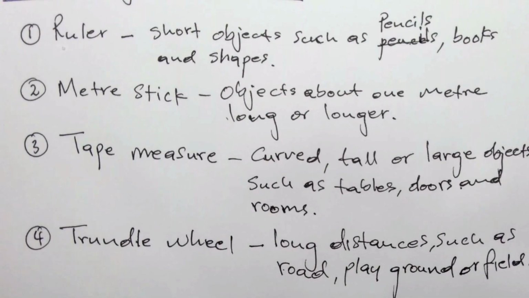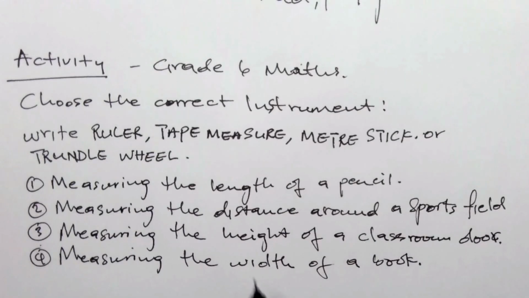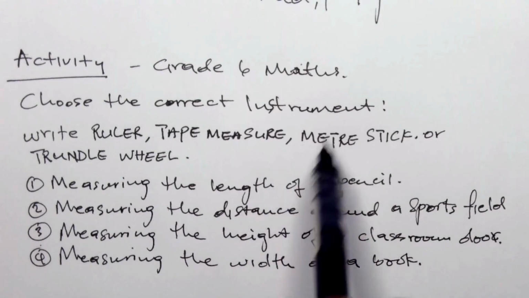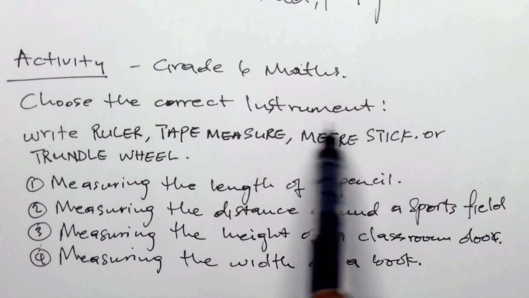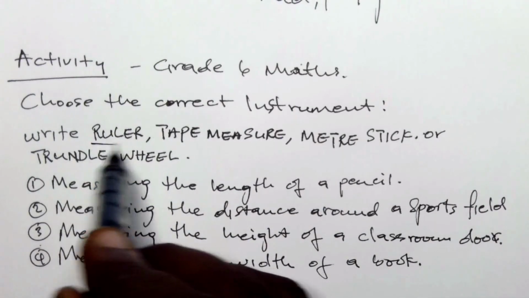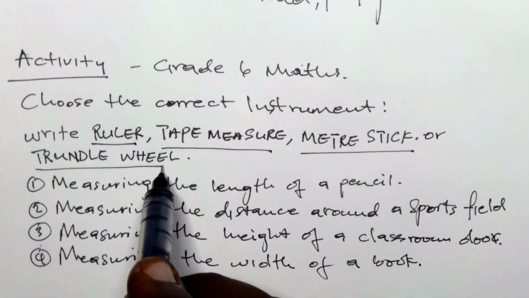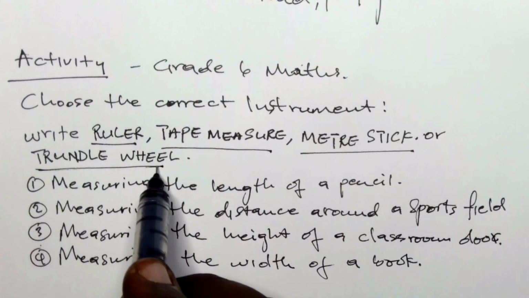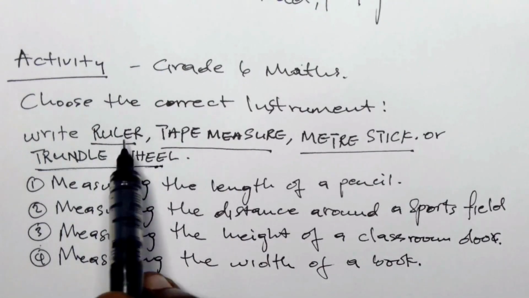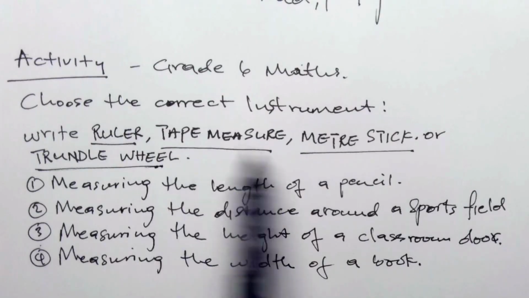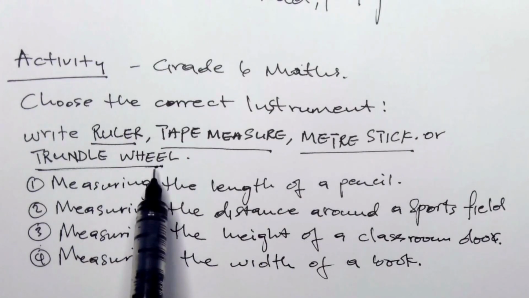Why is this very important? It's very important because you must know which one to use, which one to pick when you are measuring your objects. So after this lesson, you should be able to answer these questions. They say choose the correct instrument. You are given a ruler, tape measure, and trundle wheel. So number 1 says measuring the length of a pencil. Are you going to use a ruler, tape measure, meter stick, or trundle wheel?